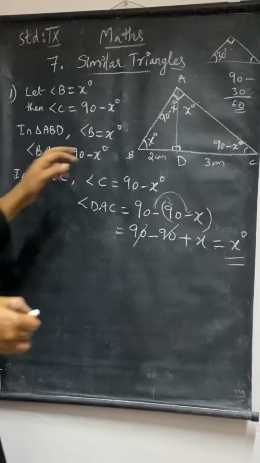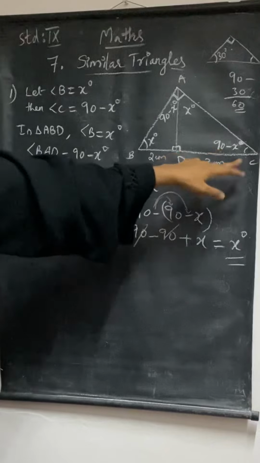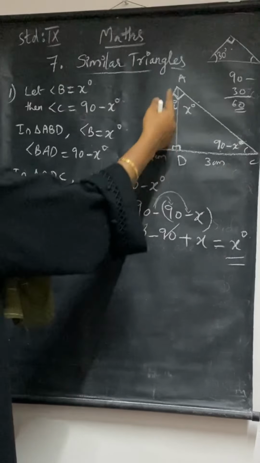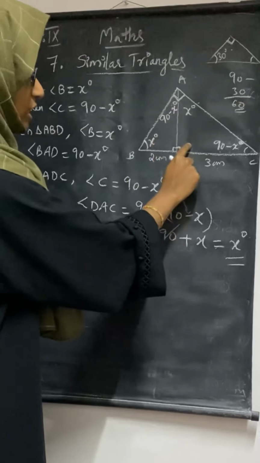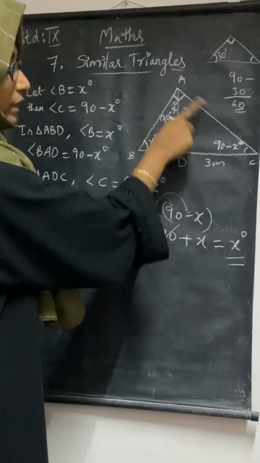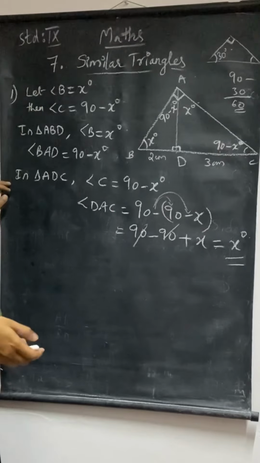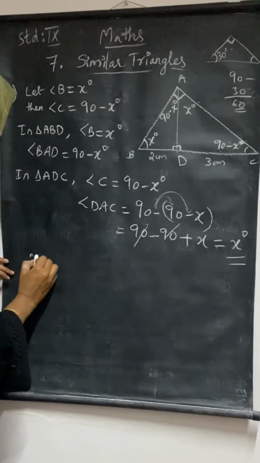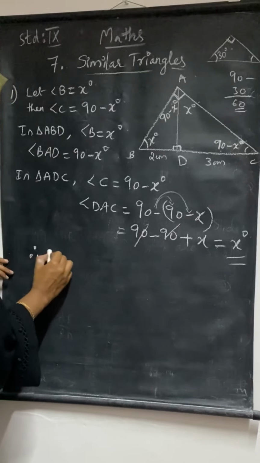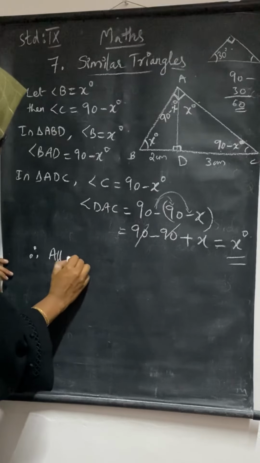That means you got triangle ABD and triangle ADC with the same angles. In ABD you have 90, in ADC you have 90. In ABD you have x degree, in the other triangle 90 minus x, and in this triangle 90 minus x. Therefore, the conclusion is that all the angles are the same.